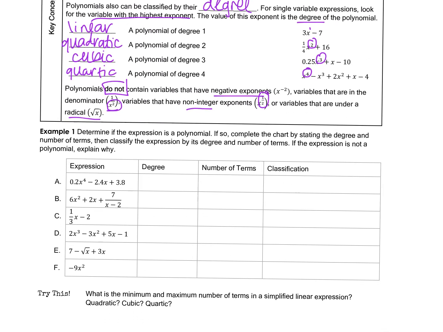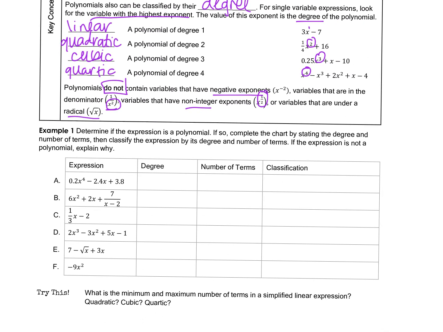For example 1, we're going to determine if each expression is a polynomial. If so, we're going to complete the chart by stating the degree and the number of terms, and classifying it by its degree and number of terms. If the expression is not a polynomial, we're going to explain why. First, we look at our degree. Remember, degree is your highest exponent on a variable.